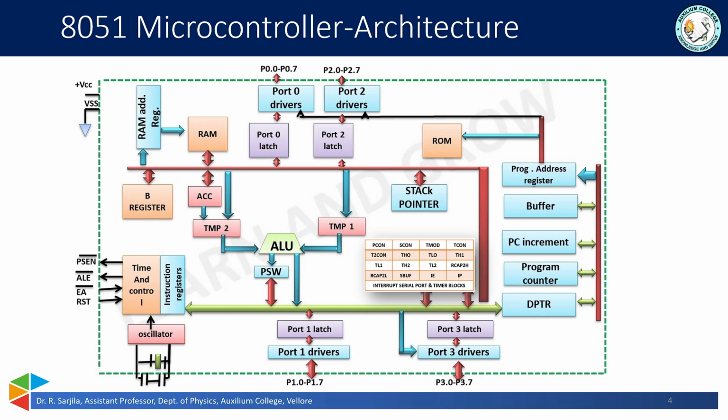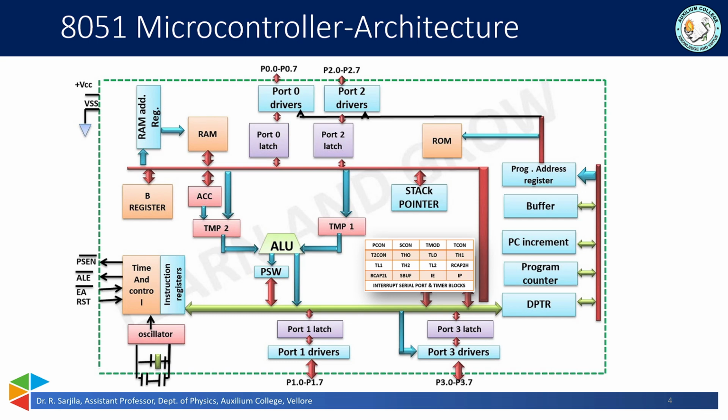Coming to the block diagram, this is the block diagram of 8051 microcontroller. In this block diagram, you can see that there are various blocks, and what each block represents is written inside the block. So this 8051 microcontroller has an 8-bit data bus and 16-bit address bus. Data bus is used to carry the data and the address bus is used to carry the address.